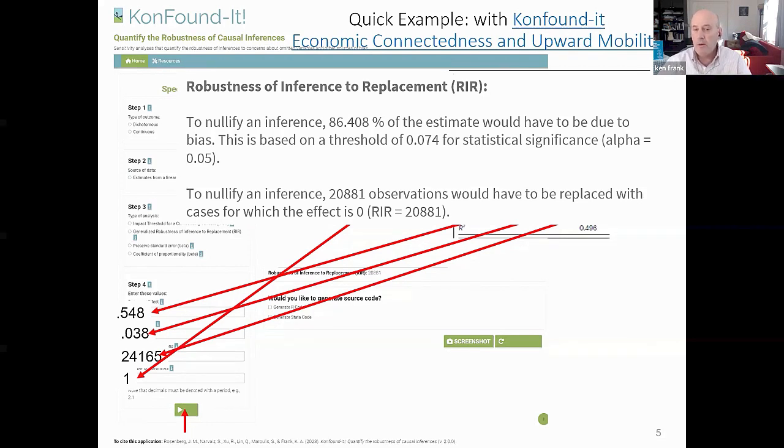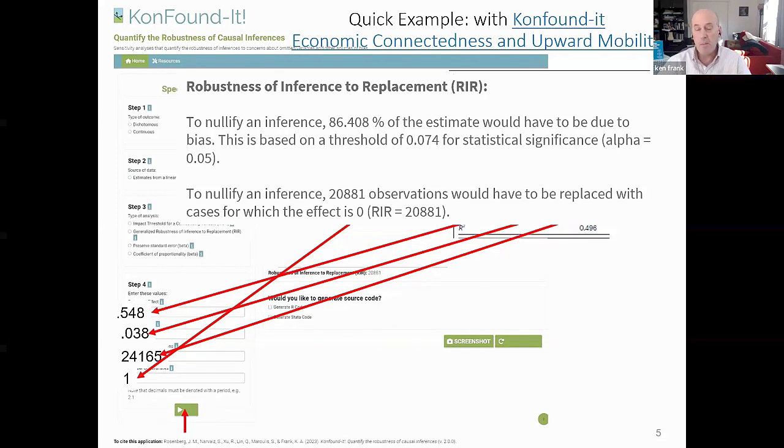That would mean a way to interpret that is to nullify the inference, about 20,000 plus observations would have to be replaced with cases for which the effect is zero. So yes, there could be sources of bias. Would the bias account for 86% of the estimated effect? Or alternatively, would we say that the bias is accounting for about 20,000 plus of the cases?